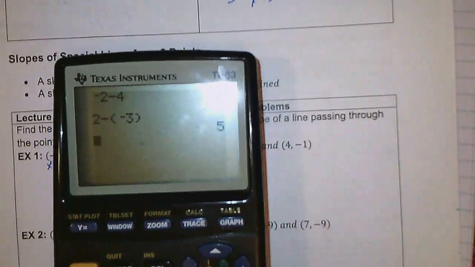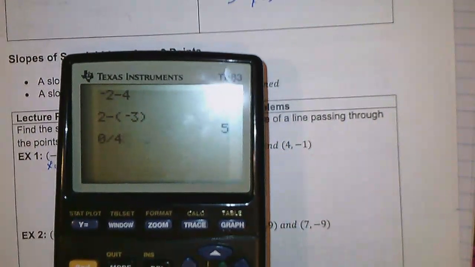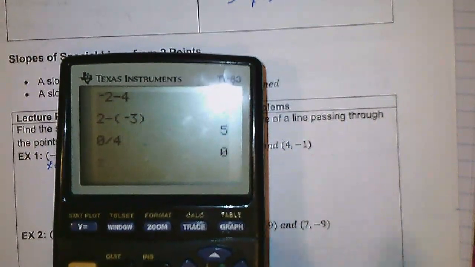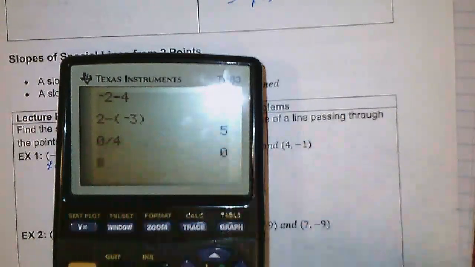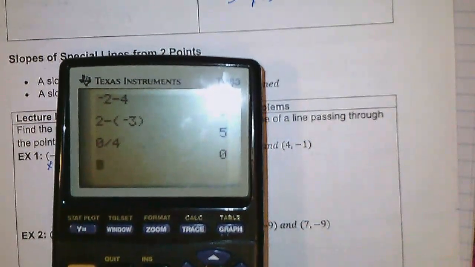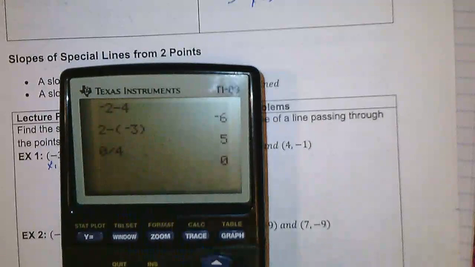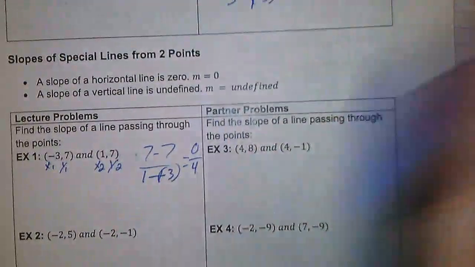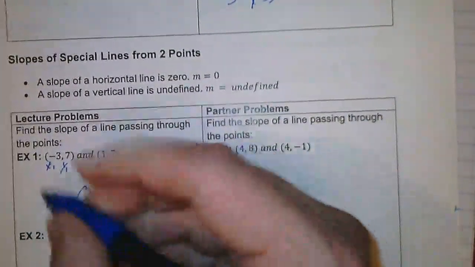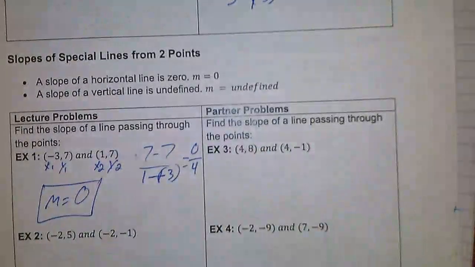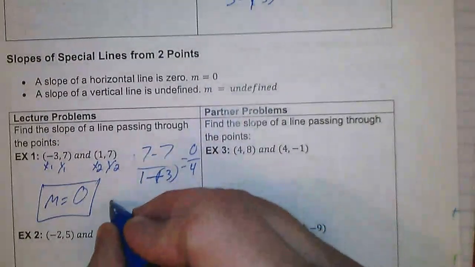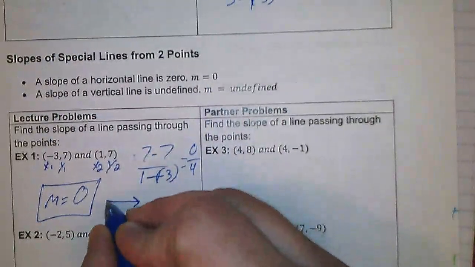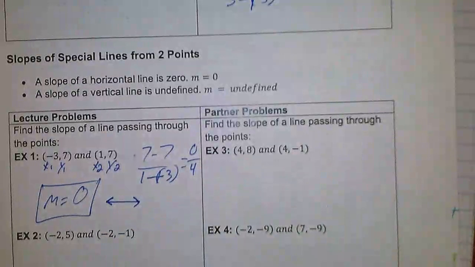You don't have to memorize this. Just put it in a calculator. If 0 is on top, 0 divided by anything is 0. So 0 on top means the slope is just 0. 0 does not mean undefined. 0 is just 0. That means we have a flat horizontal line. No rise, all run.